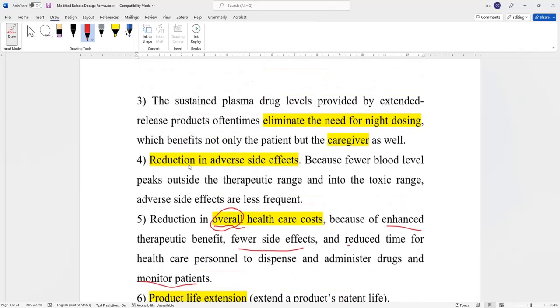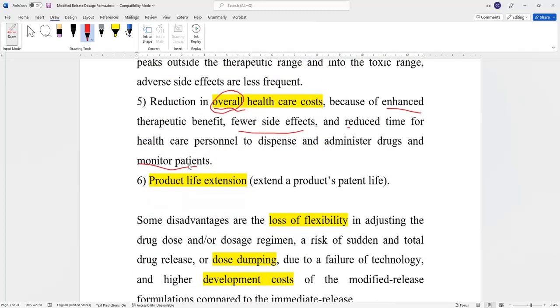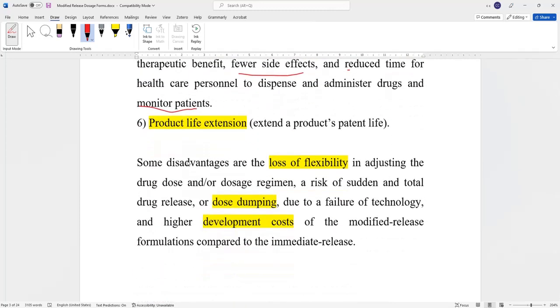Of course you see that there are many nice things, but there are also some disadvantages of preparing or modifying the release of the drug. One of them is the loss of flexibility. I cannot go and break the tablet and say, I want to break it into two halves and then take each half. Or I say, I want to prepare it into a solution, so let me crush it and suspend it or dissolve it. No, we cannot do that. So there is a loss of flexibility.